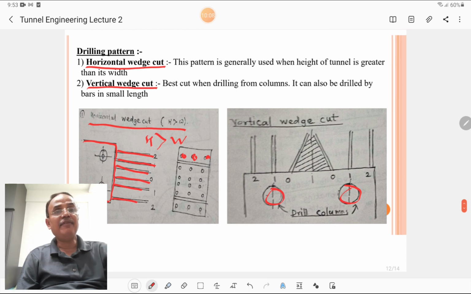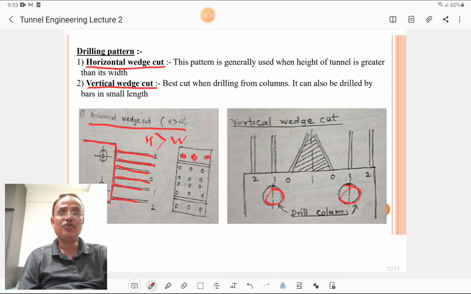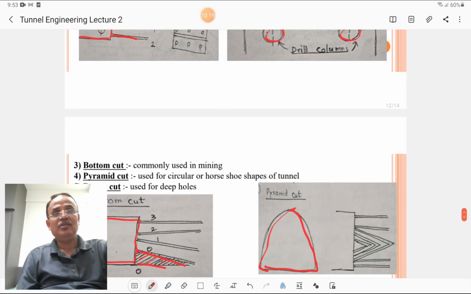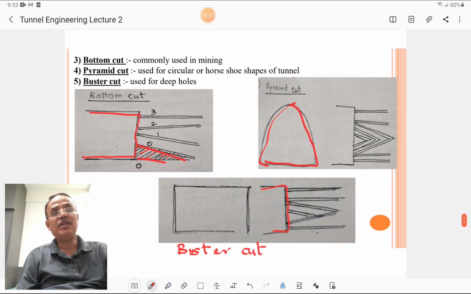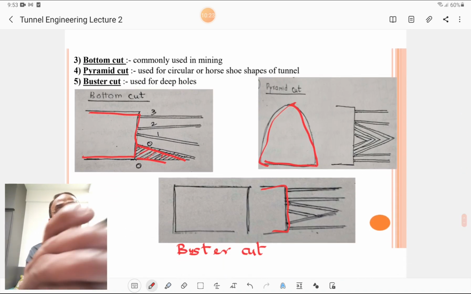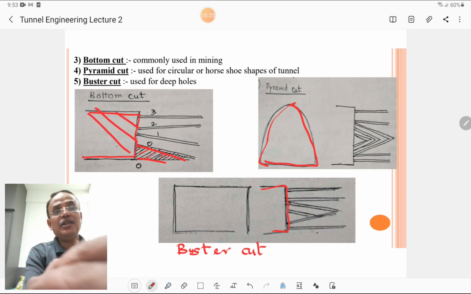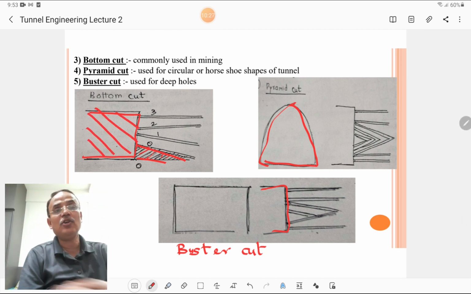Second is the vertical wedge cut method. Vertical wedge is the best cut when drilling from columns. It can be drilled by bars in small lengths also. Then bottom cut, commonly used in mining operation. Such a type of drilling pattern is commonly used for mining operation.